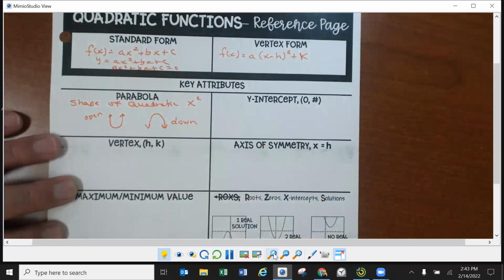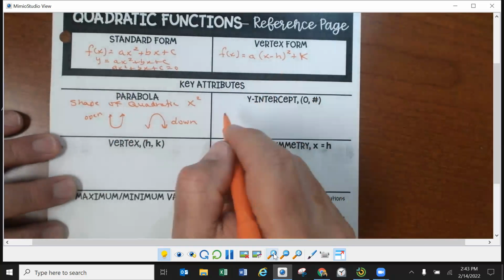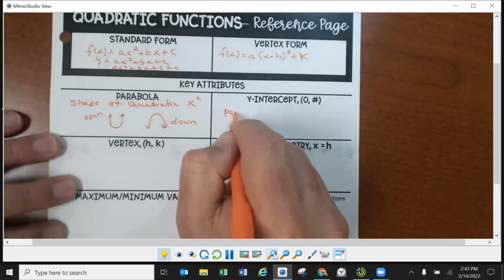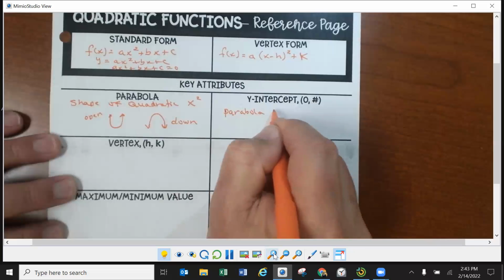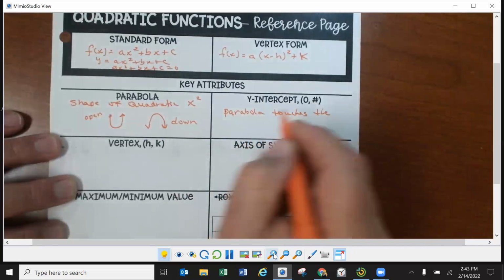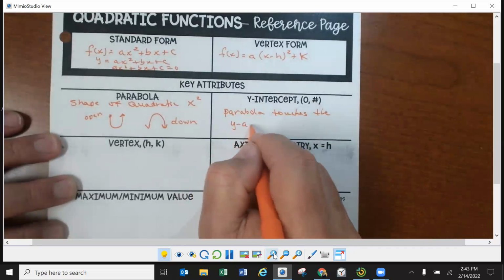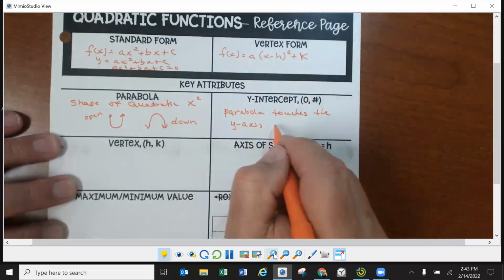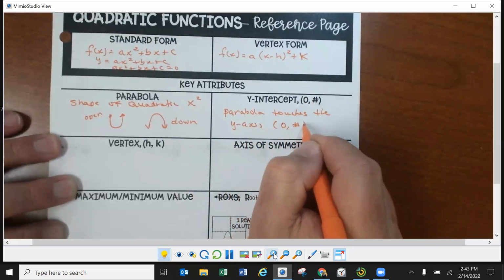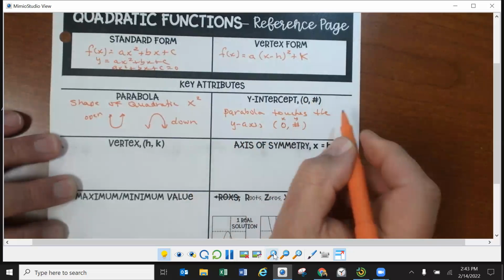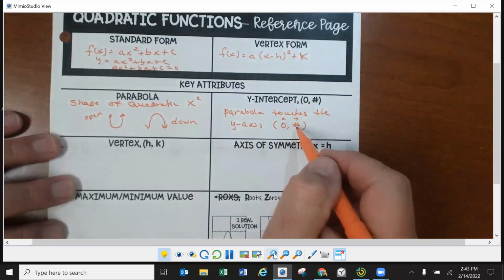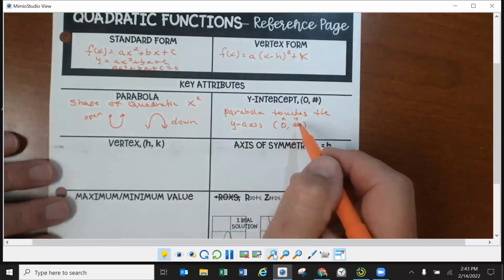All right, the y-intercept is where the parabola, and that's our U-shape, touches the y-axis. And don't forget, usually you'll have a 0 and a number for y. Remember, this is your y, this is your x. So your y-intercept is when your x is 0. It's the number that y is when x is 0.